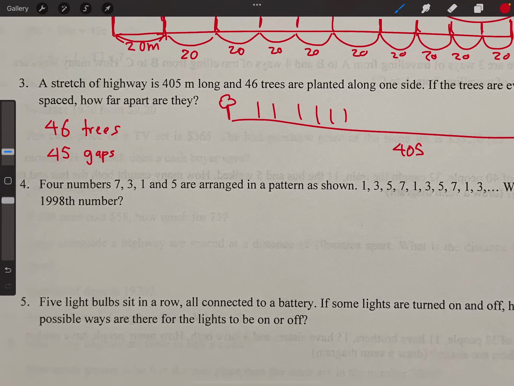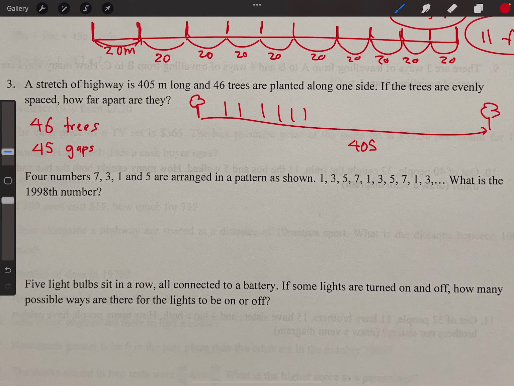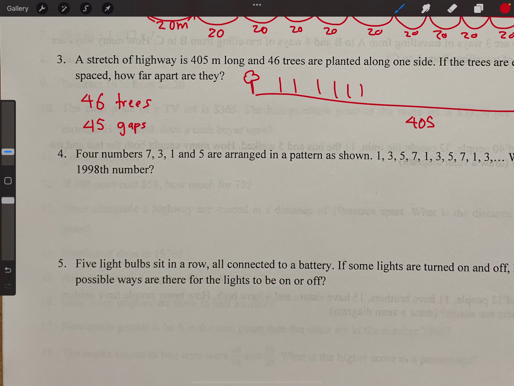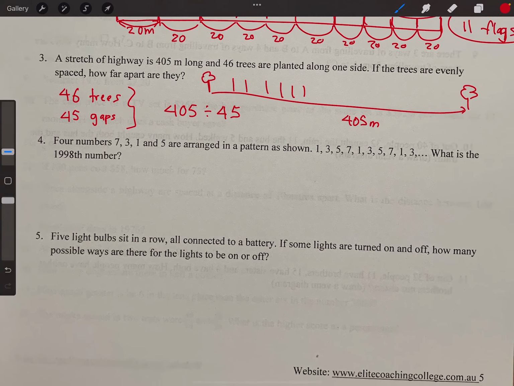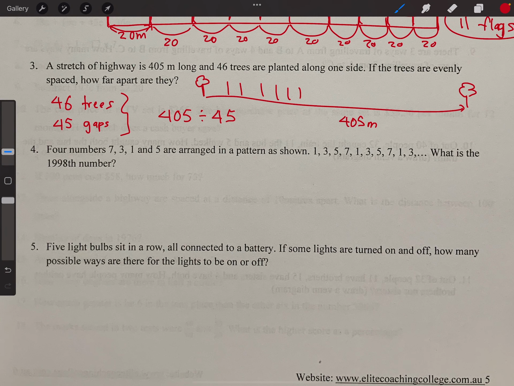So if there are 45 gaps, and the trees are evenly spaced apart, how far apart are they? Okay, so we know that the distance is 405 meters, so we do 405 divided by 45 gaps. And then we can see how far along each gap is. We take 405 divided by 45, and you will see how far apart each tree is, or the distance of each gap. Okay, if that makes sense.